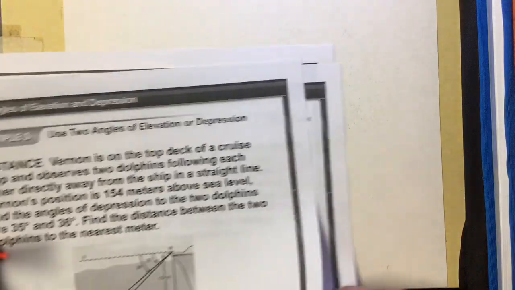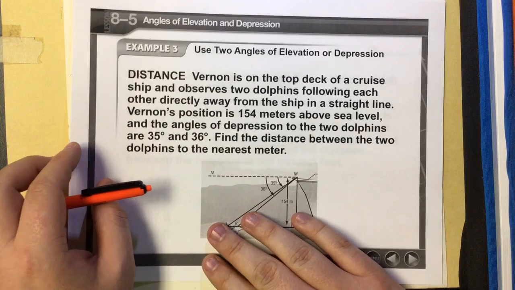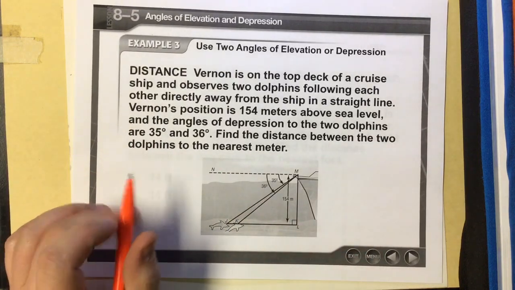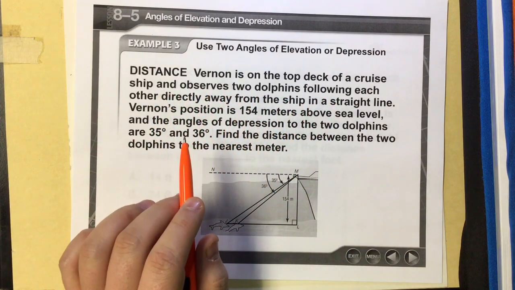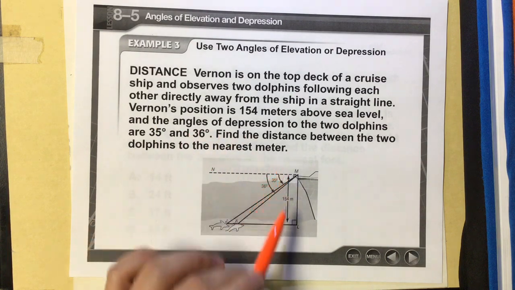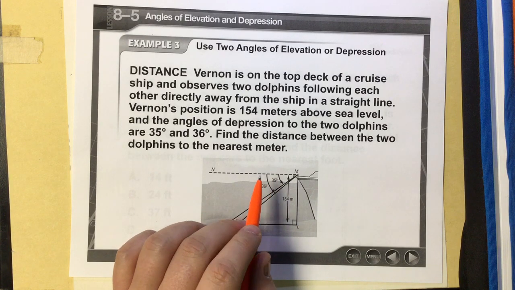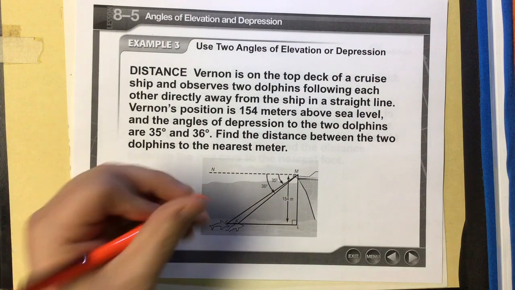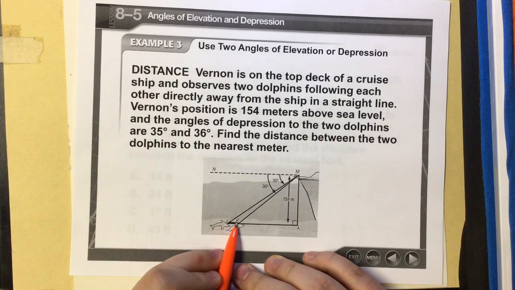All right, a couple more examples here where, for these last two, we're going to have two different triangles going on in here. So how can we work these out? It says someone is on the top deck of a cruise ship and observes two dolphins following each other directly away from the ship in a straight line. The position is 154 meters above sea level, and the angles of depression to the two dolphins are 35 degrees and 36 degrees. Find the distance between them. So we're looking for just this little tiny distance right here, J to K. That's all we care about.